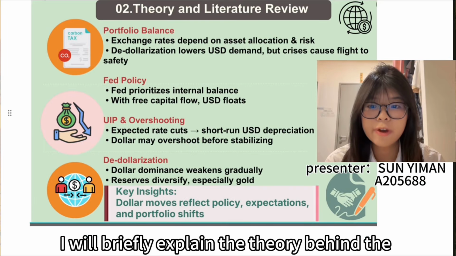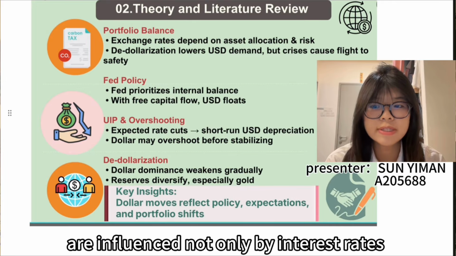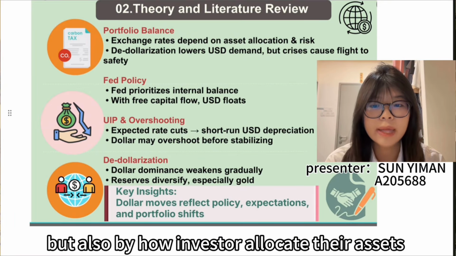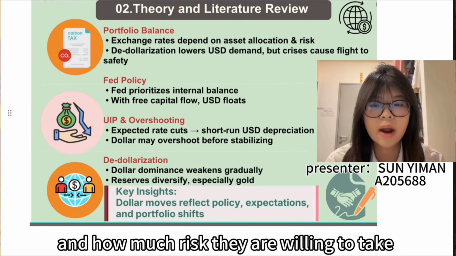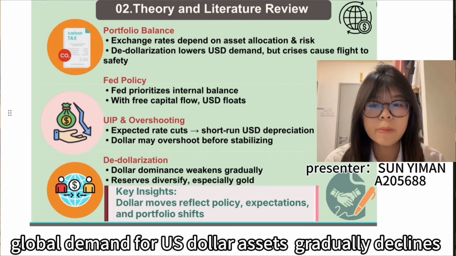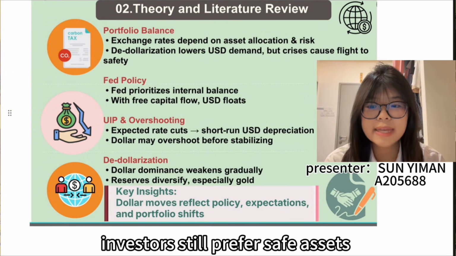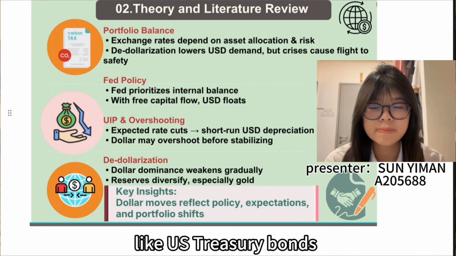For this part, I will briefly explain the theory behind the US dollar movement. First, based on the portfolio balance approach, exchange rates are influenced not only by interest rates, but also by how investors allocate their assets and how much risk they are willing to take. As de-dollarization continues, global demand for US dollar assets gradually declines. However, during periods of uncertainty, investors still prefer safe assets like US Treasury bonds.